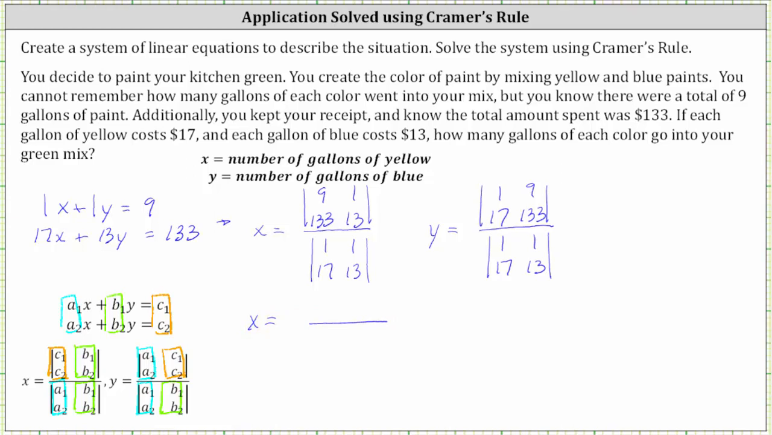in the numerator, the determinant is equal to 9 times 13 minus 1 times 133. In the denominator, the determinant is equal to 1 times 13 minus 1 times 17. And for y, the denominator is going to be the same of 1 times 13 minus 1 times 17. In the numerator, the determinant is equal to 1 times 133 minus 9 times 17.